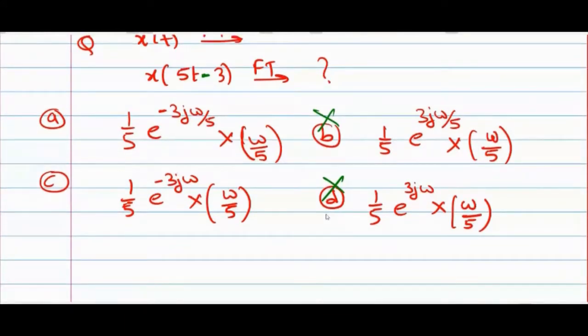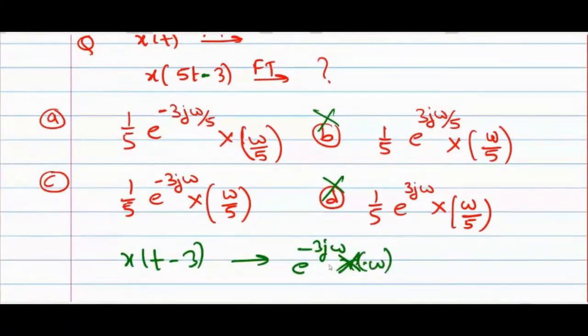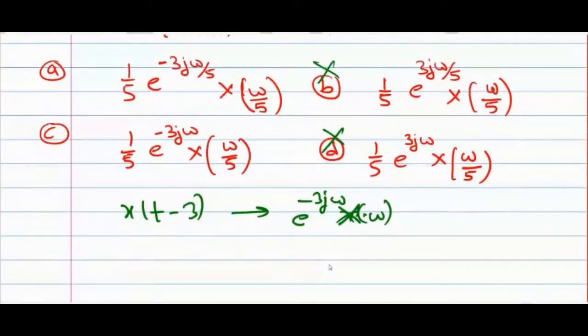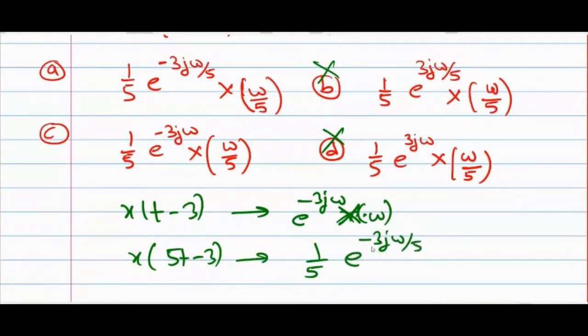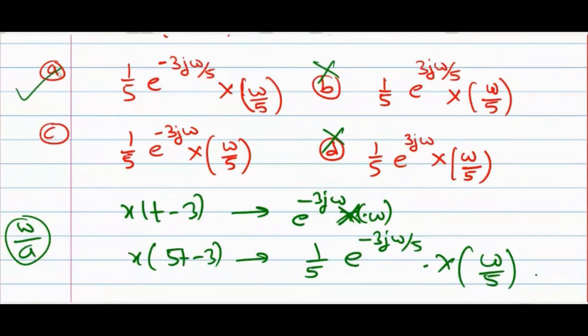आपको एक चीज का ध्यान रखना, पहले हम शिफ्ट अप्लाई करेंगे x of t minus 3, तो e raised to power minus 3j omega x of omega. Then second, x of 5t minus 3. Now we will scale, so the factor is 5, so 1 by 5 e raised to power minus 3j omega by 5. जहां पे भी ओमेगा है वहां पे ओमेगा बाय ए लिखना है. Factor 1 by 5 into x of omega by 5. So wherever there is omega, replace it with omega by 5. The correct answer for this question is option A.